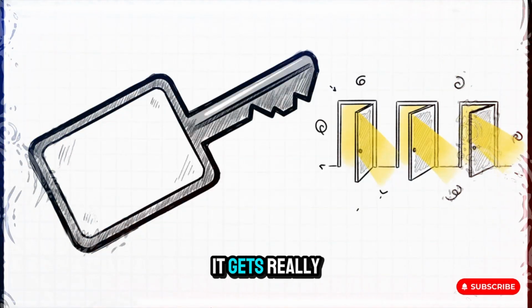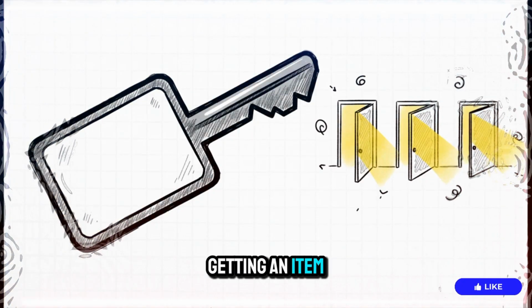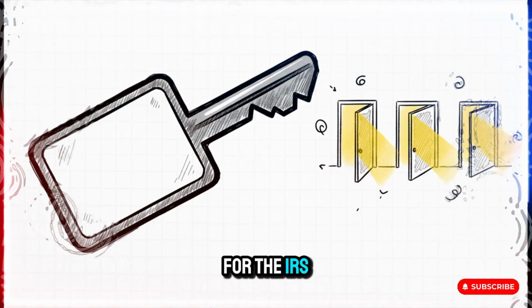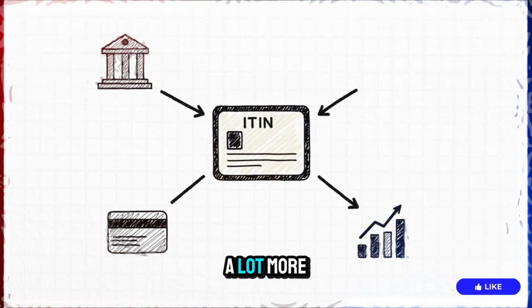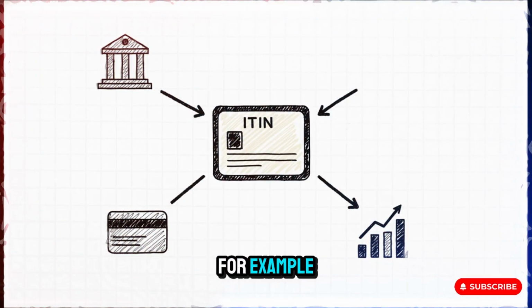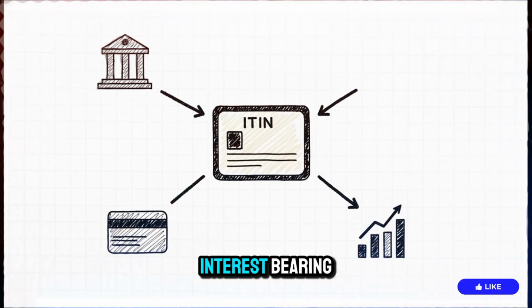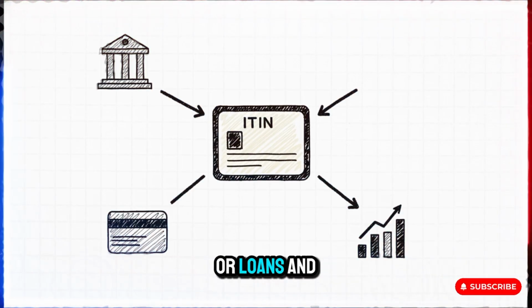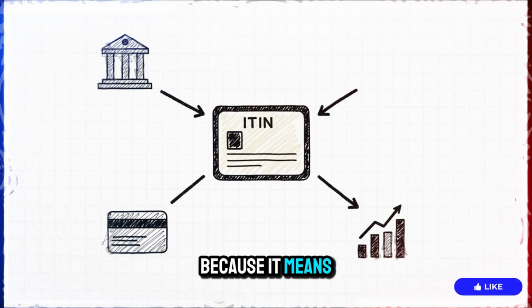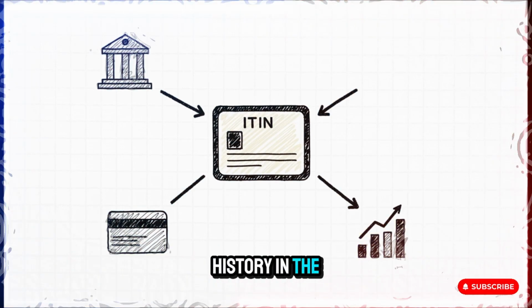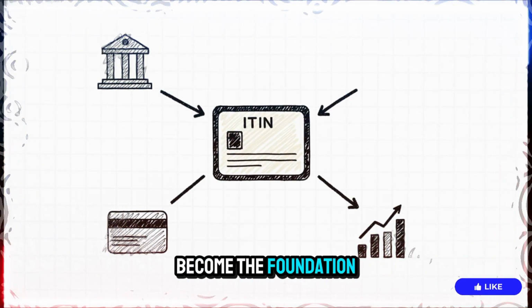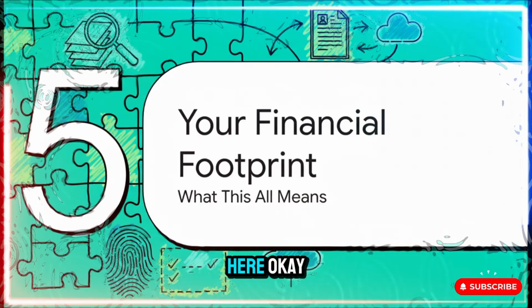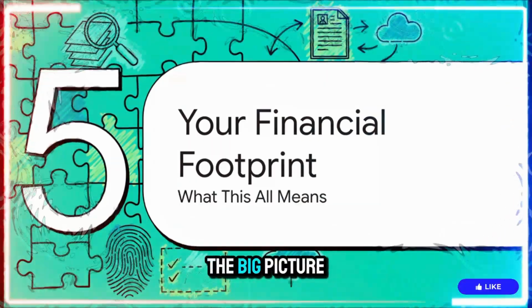But here's where it gets really interesting. Getting an ITIN isn't just about checking a box for the IRS. No, this little number is actually a key. It can unlock a lot more than just tax filing. For example, a lot of banks will let you open an interest-bearing account with an ITIN. Some places will even let you apply for credit cards or loans. And that is a huge deal because it means you can start building a credit history in the US. So this thing that started as just a tax number can actually become the foundation of your entire financial life here.